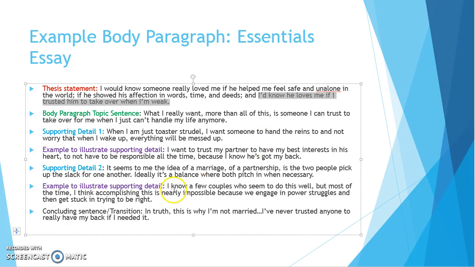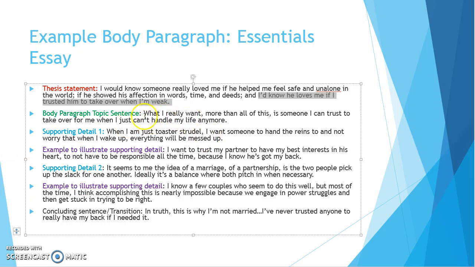All right, so my body paragraph is the third body paragraph. It's reflecting back to this one here: I'd know he loves me if I trusted him to take over when I'm weak. Now, I don't want to restate that in my body paragraph because then that's just repetitive. But I want to sort of bring that same idea in.